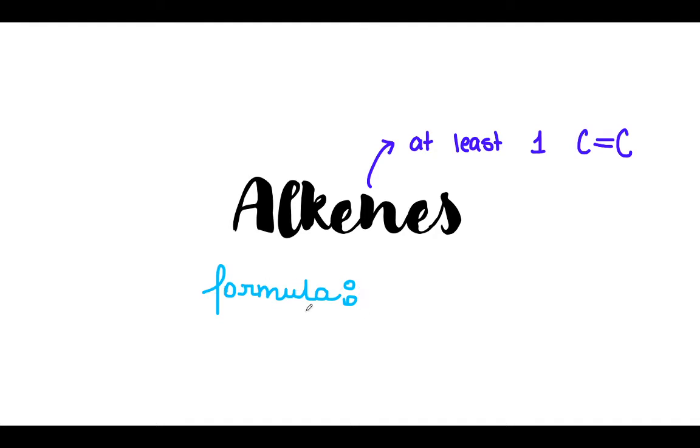Now, the general formula, and this formula only works if you've got one double bond in your compound, is: if you've got CnH2n. So if I've got C5, this would be H10. If I have C5H10, I'm looking at an alkene that has one double bond.